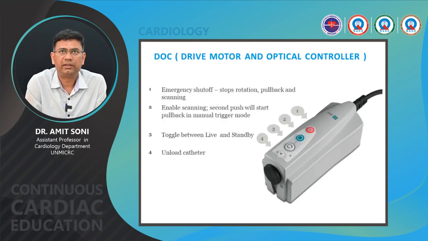Drive motor and the optical controller. So there are four buttons. You can see emergency setup, stop rotation and pull back in the scanning. Enable scanning. Second push will start pullback in manual trigger mode, and toggle between the live and standby. Unload, and the fourth one for the unload catheter.